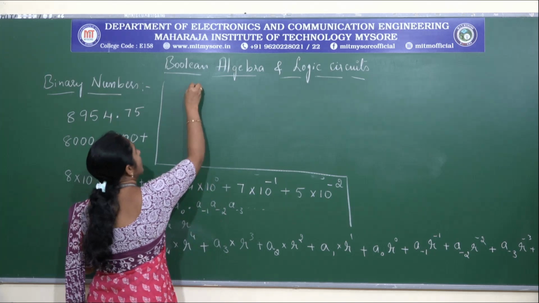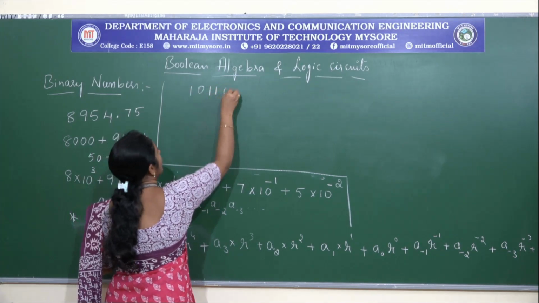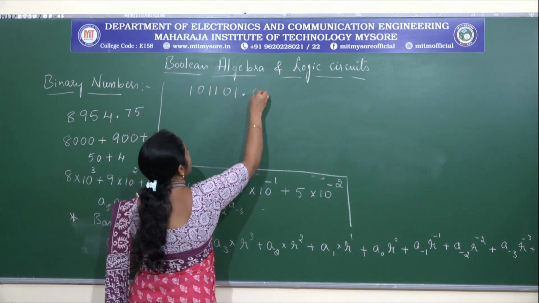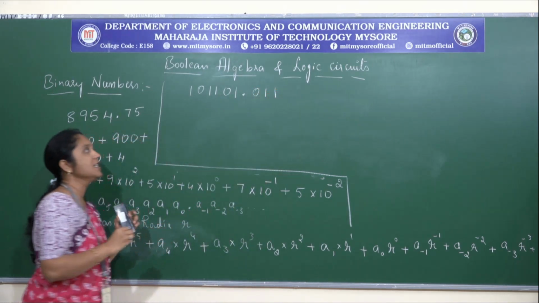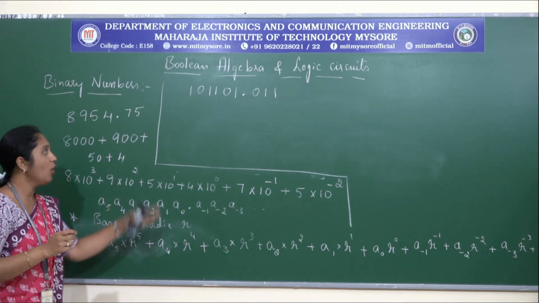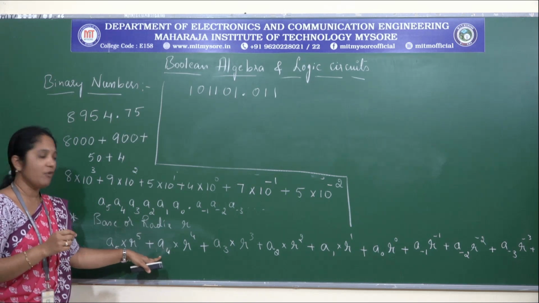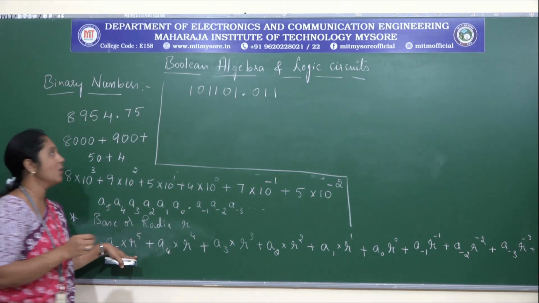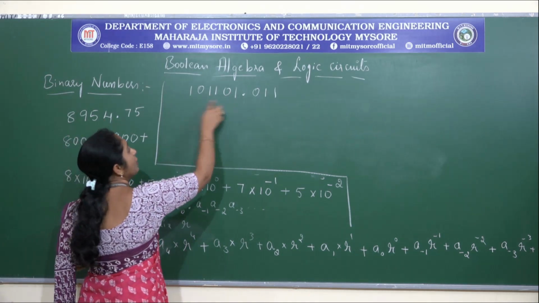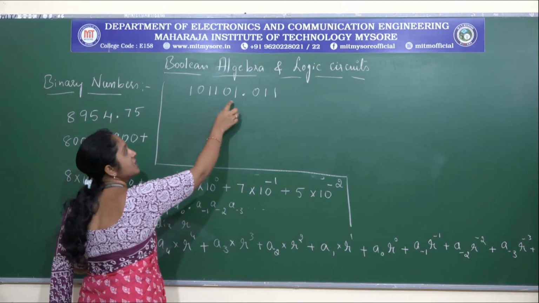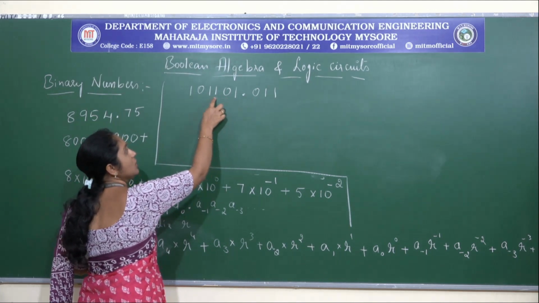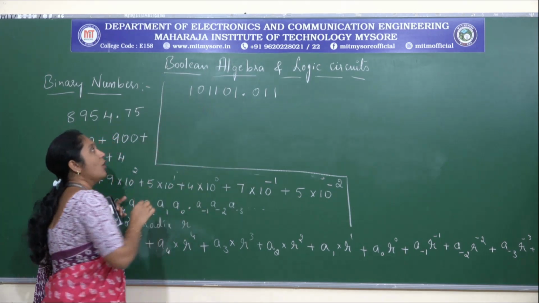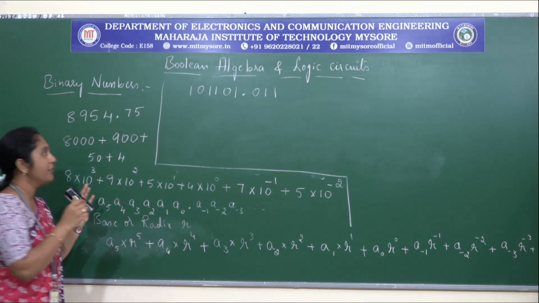Yes. So let me consider 101101.011. Let us consider this binary number. So let us see how to represent this in the expanded format using this generalized equation. Yes, so here if you count the digits, we have 0, 1, 2, 3, 4, 5. So the highest power of 2 will be 5.